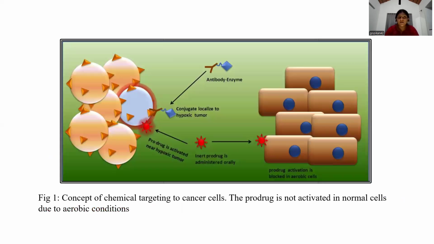And this is the image which shows the concept of chemical targeting to cancer cell, and the prodrug here is not activated in the normal cells due to anaerobic conditions.